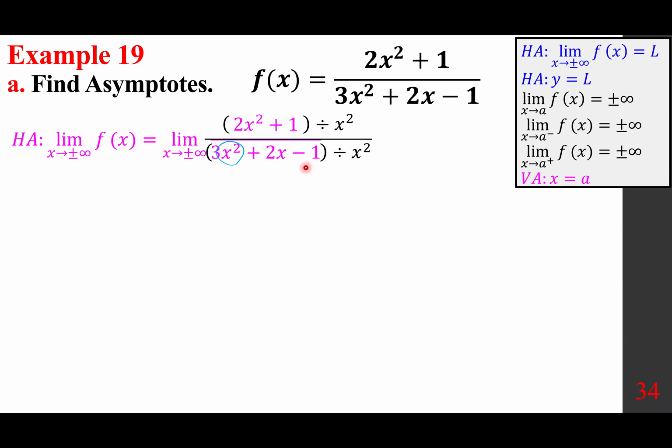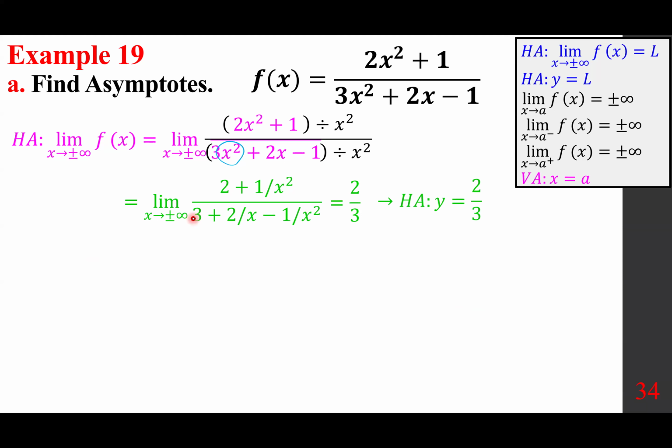We are going to divide the top and the bottom by x squared, term by term, and simplify each. Whether you approach infinity or negative infinity makes no difference, everybody. This piece goes to 0, this piece and this piece go to 0. The answer is 2/3. Therefore, the horizontal asymptote has the equation y equals 2/3. And you probably remember from pre-calculus, when the degree of the numerator and the denominator are the same, the answer is 2/3, y equals 2/3. In other words, the leading term will take over.